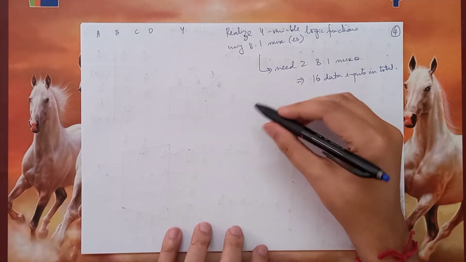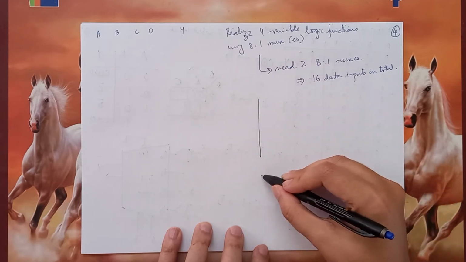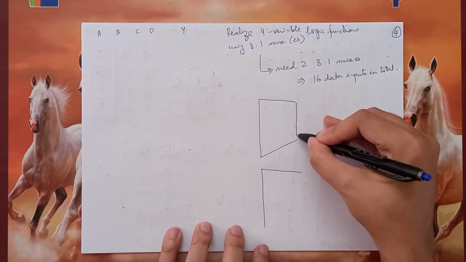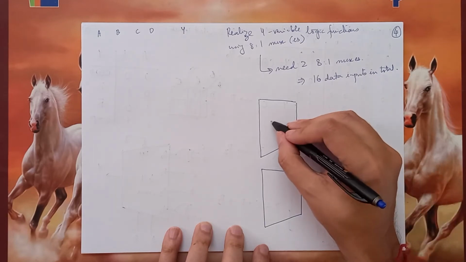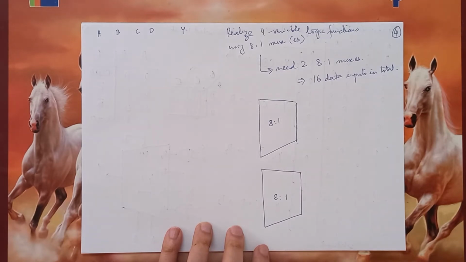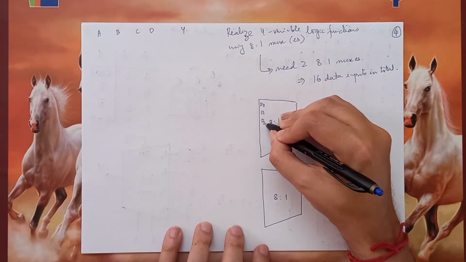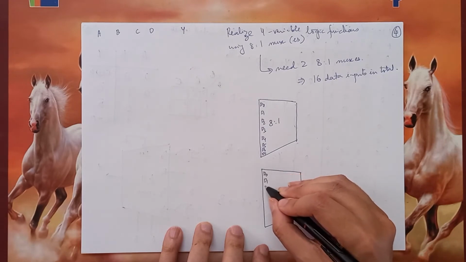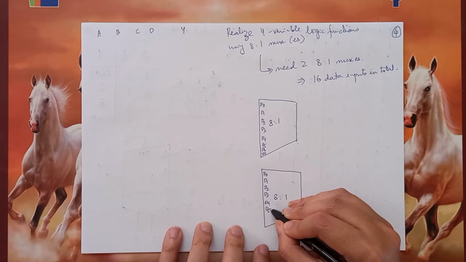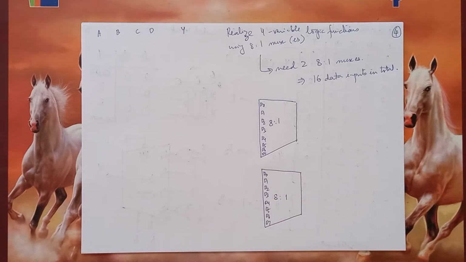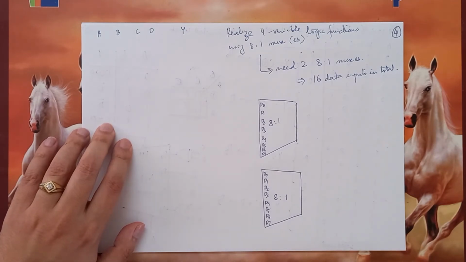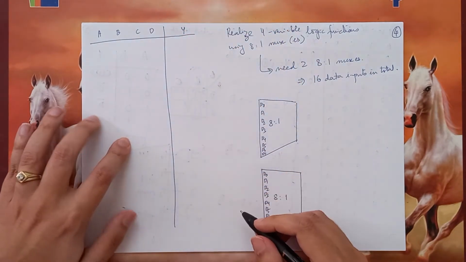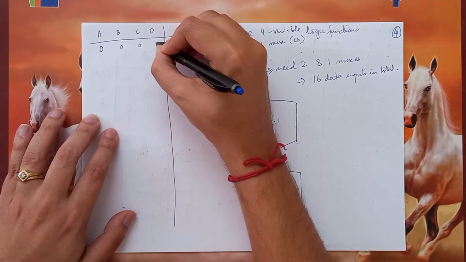So what can I do? Let us say I have these two 8:1 muxes. Each of them has D0, D1, D2, D3, D4, D5, D6 and D7. So totally I have 16 data inputs. Let me draw the truth table over here for this function. Let us say I'll keep it the same as before.